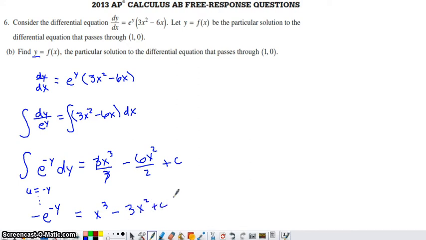Now, at this point, you have one of 2 options. What usually is easier to do right now is to plug this ordered pair in for x and y and solve for your constant c.